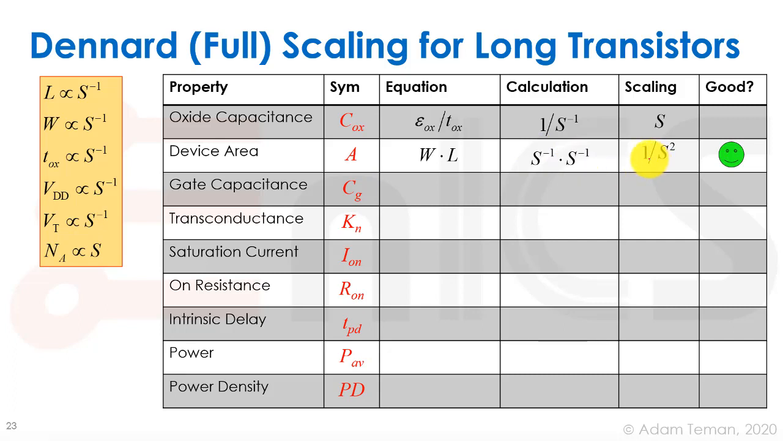It brings us a total of 1 divided by S squared, and that's really good. That means we got exactly our square reduction in device size or in area.